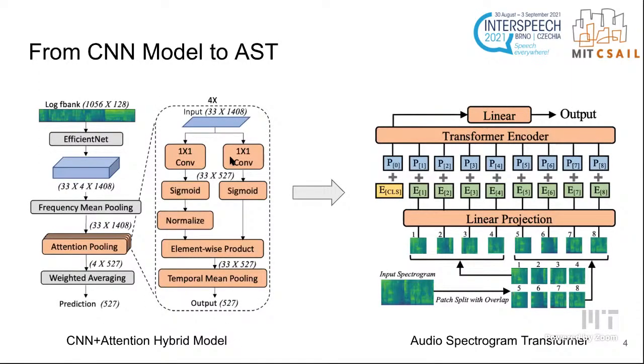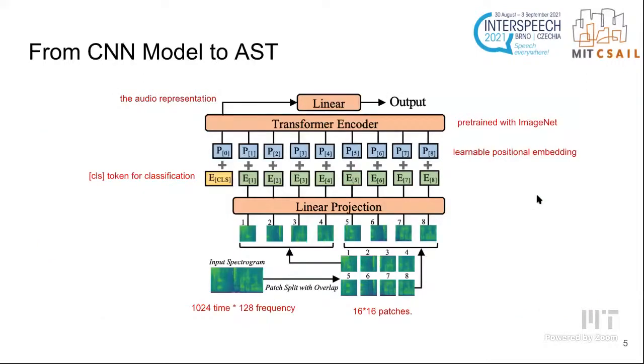So what we do is we switch from the convolutional neural network-based model to a transformer-based model. Namely, from the CNN model to the AST model. On the left side, I show a state-of-the-art CNN model. You see that a lot of the components are quite complex. And on the right side, I show the AST model, which is extremely simple. We only have 2 projection layers and 1 transformer encoder.